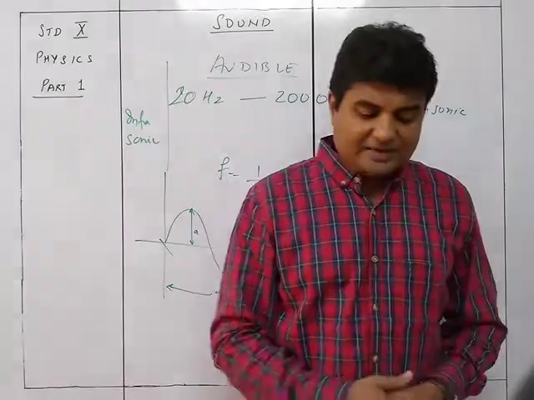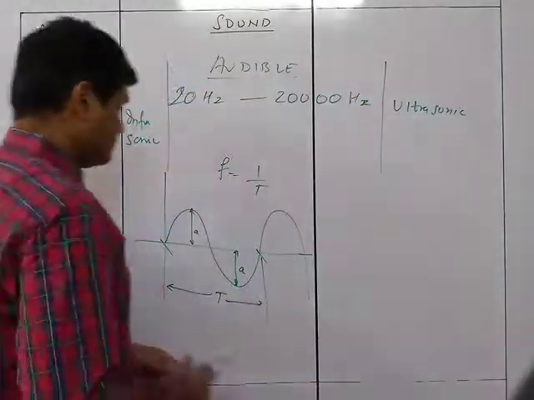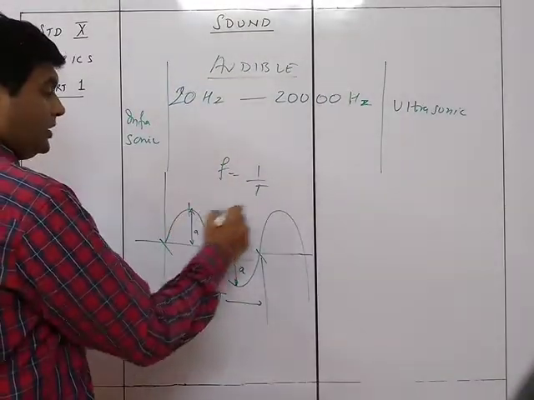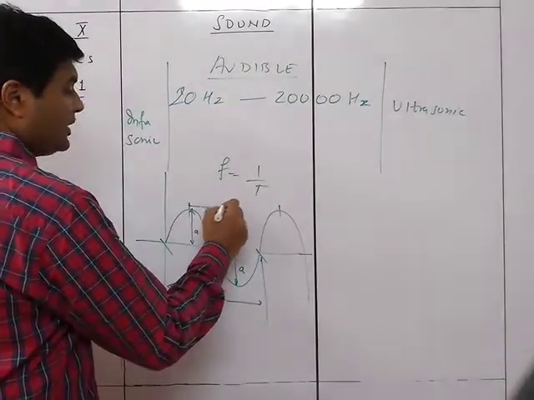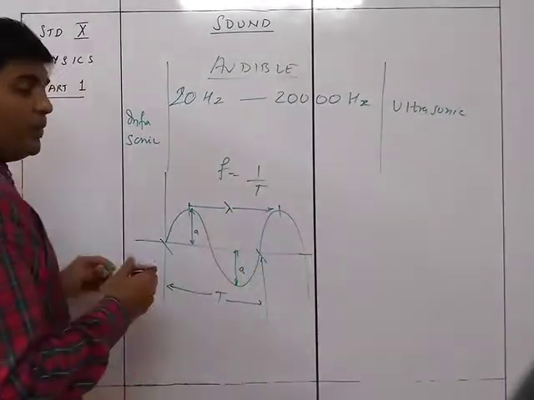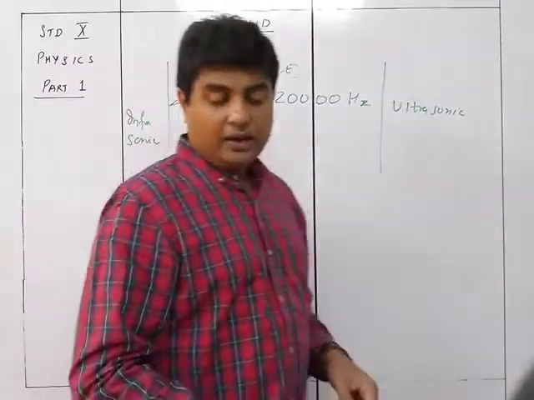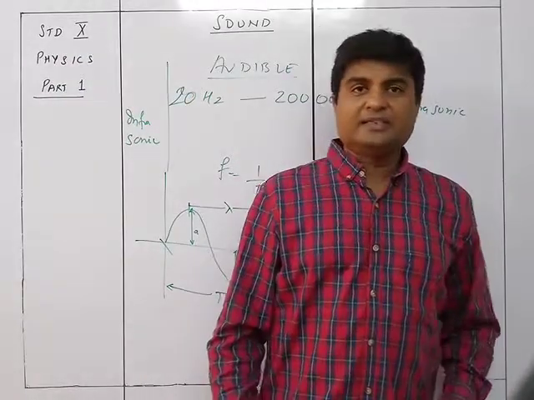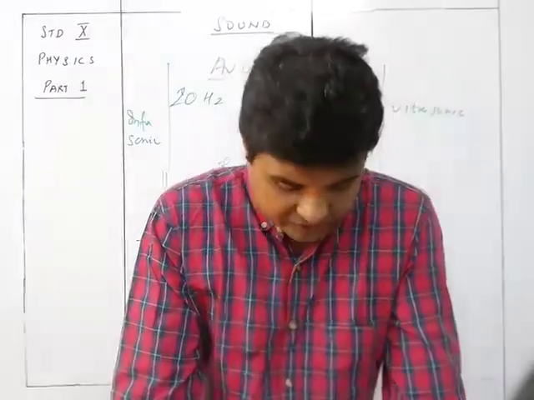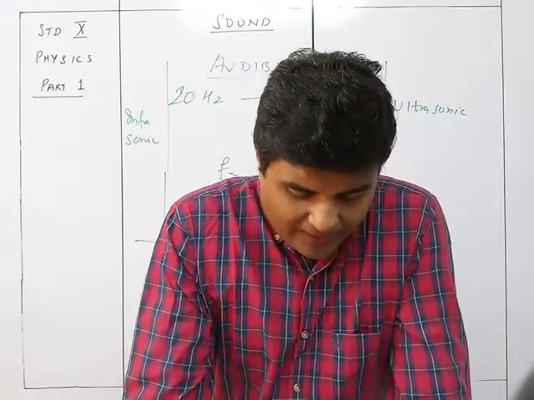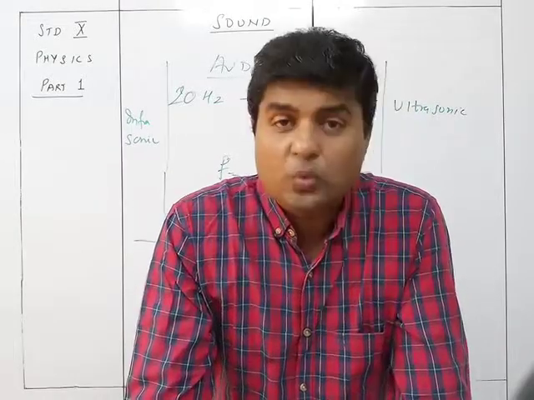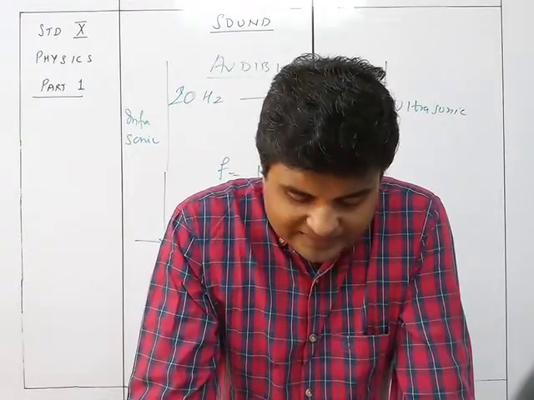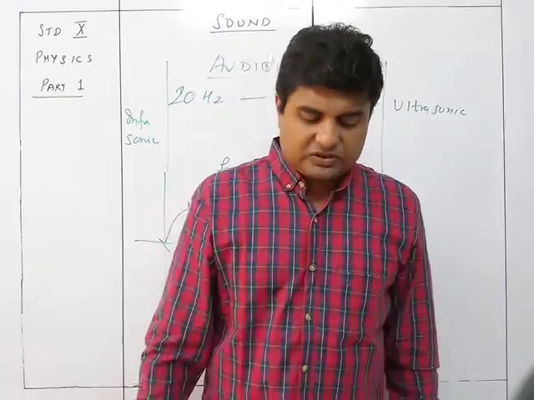So the distance traveled in one time period, from here to here, this whole thing, from here to here, is called lambda, that is the wavelength. So wavelength is the length or distance traveled by one wave. The distance traveled by a wave in one time period of the vibration of the particle of the medium is called wavelength. The distance traveled by the wave in 1 second is the wave velocity.